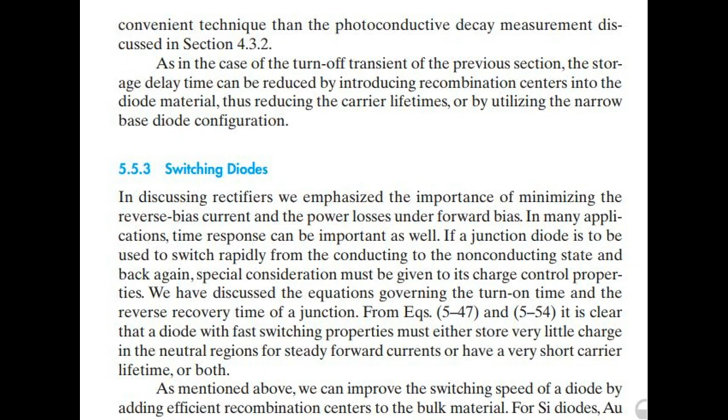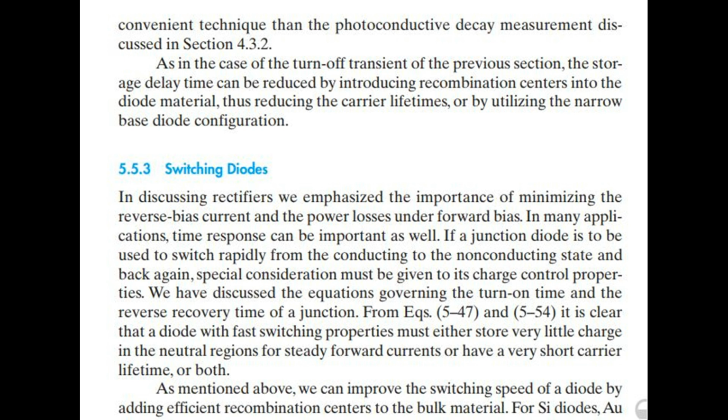If a junction diode is to be used to switch rapidly from the conducting to the non-conducting state and back again, special consideration must be given to its charge control properties. We have discussed the equations governing the turn-on time and the reverse recovery time of a junction. From EQs 547 and 554, it is clear that a diode with fast switching properties must either store very little charge in the neutral regions for steady forward currents or have a very short carrier lifetime, or both.